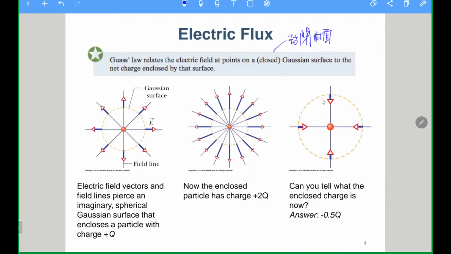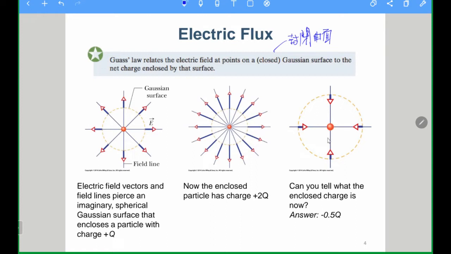And then for this one, if we have a charge of negative 5Q, this is a negative charge, so the electric field lines will point towards the negative charge. And as the magnitude is 0.5, we only have 4 arrows pointing to the charge.